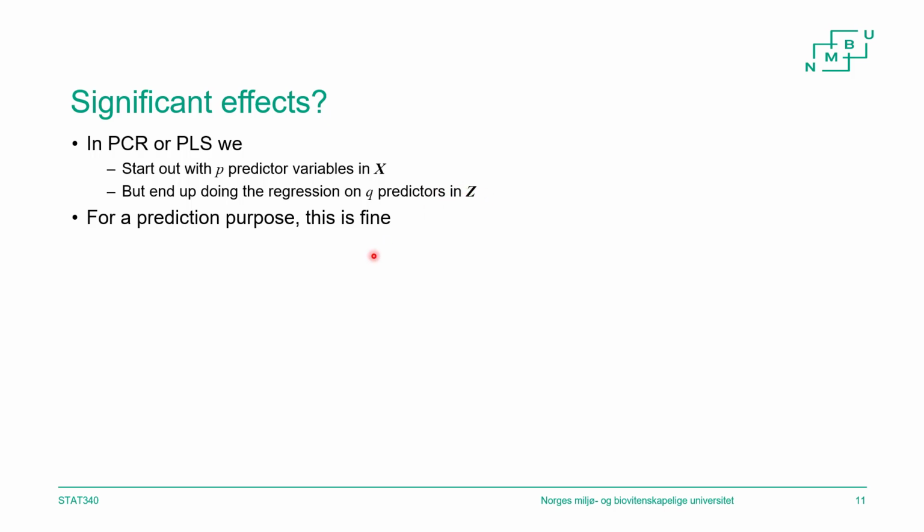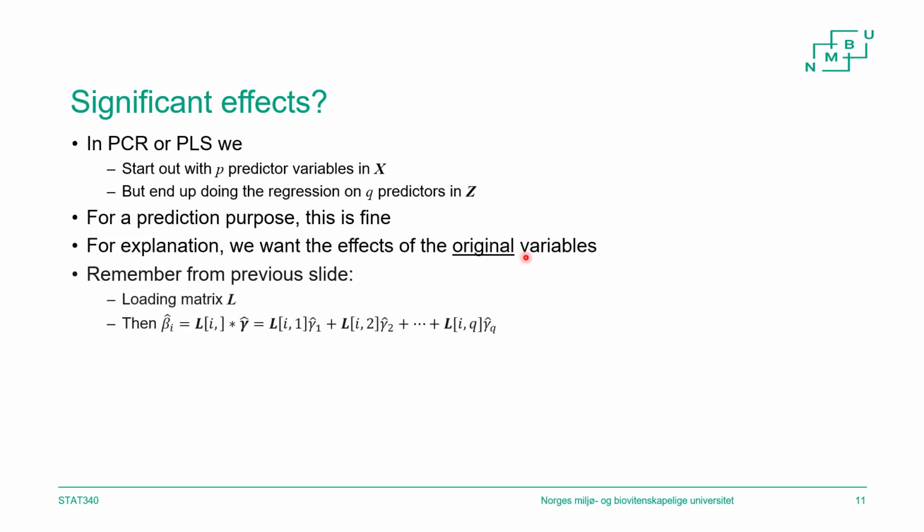But since we are not so focused on prediction, but rather on explanation, we would like to take our results back to the original variables in some way. The original variables we are concerned about. So how do we do that? Well, first of all, we have seen previously that we can actually compute the coefficients for the original variable. We can compute their estimates, right?